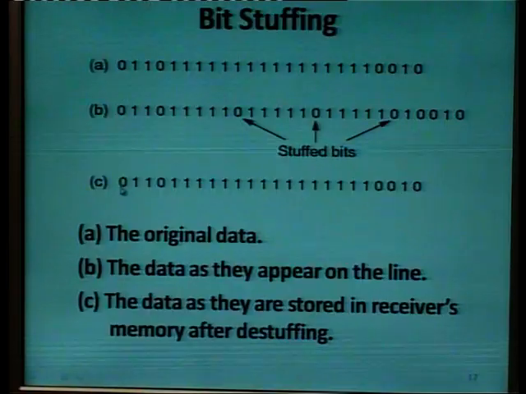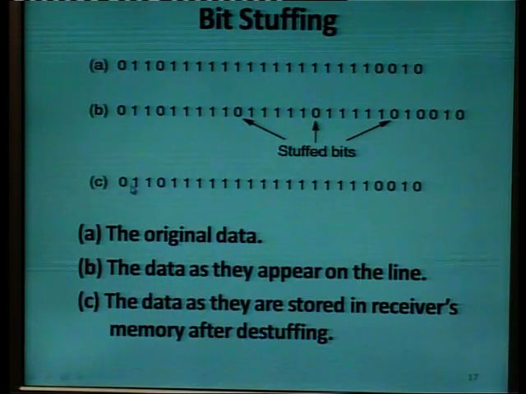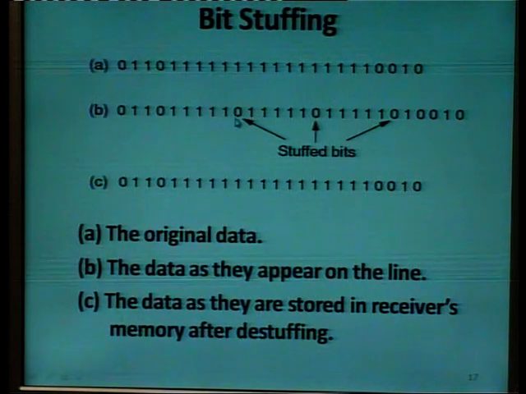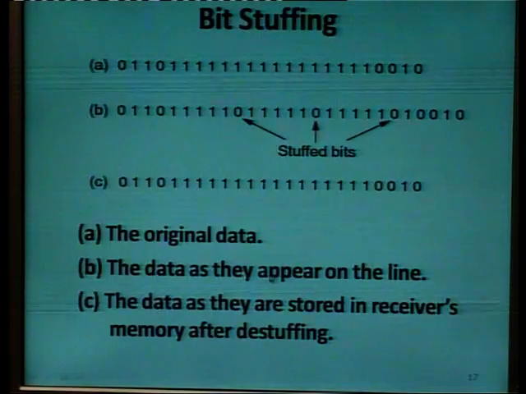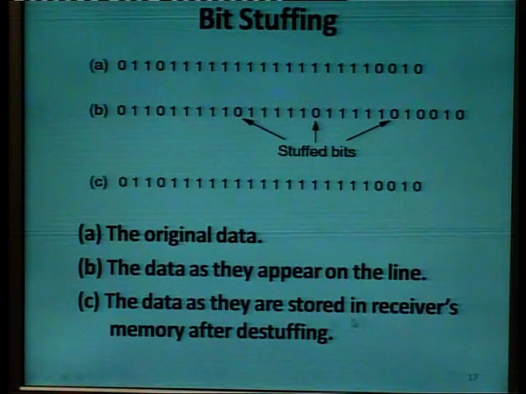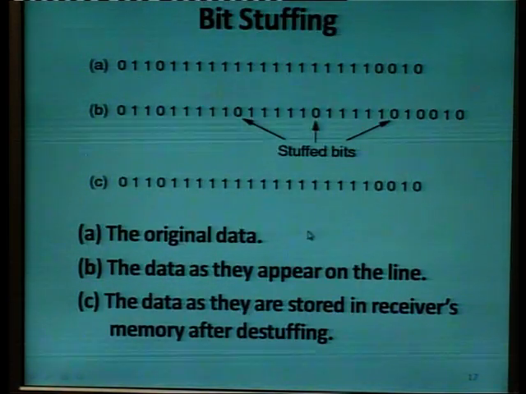So after each 5 ones, a 0 bit is stuffed. Now the data link layer of the receiver destuffs these zeros which are appearing after 5 ones. Now A shows original data, B shows the data as they appear on the transmission line, and C shows the data as they are stored in the receiver's memory after destuffing.